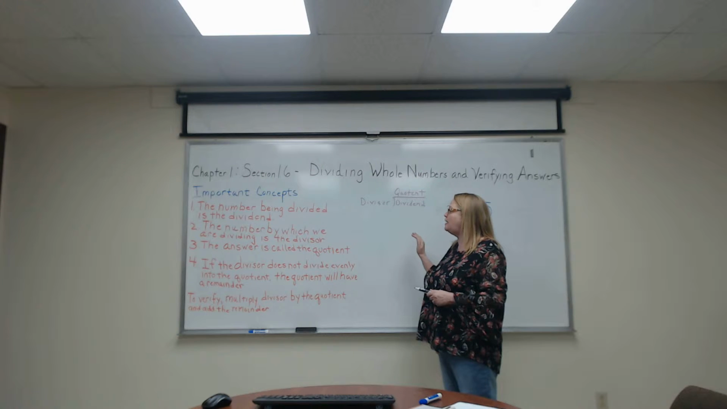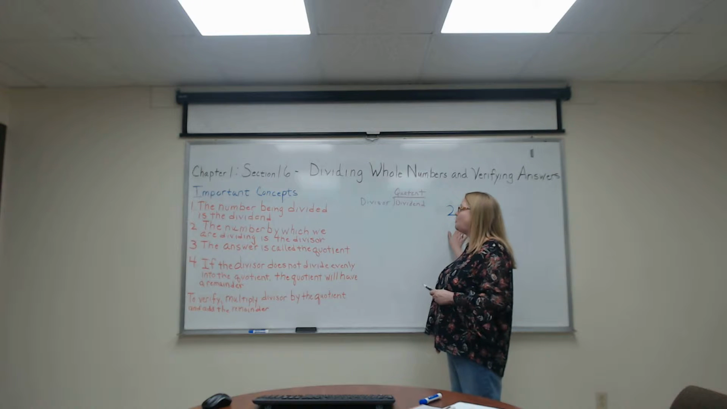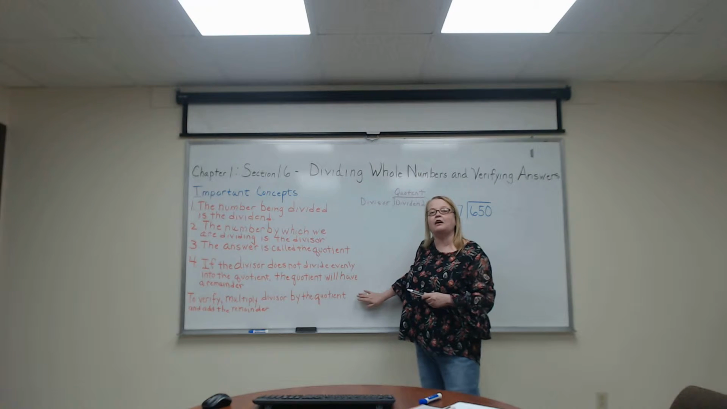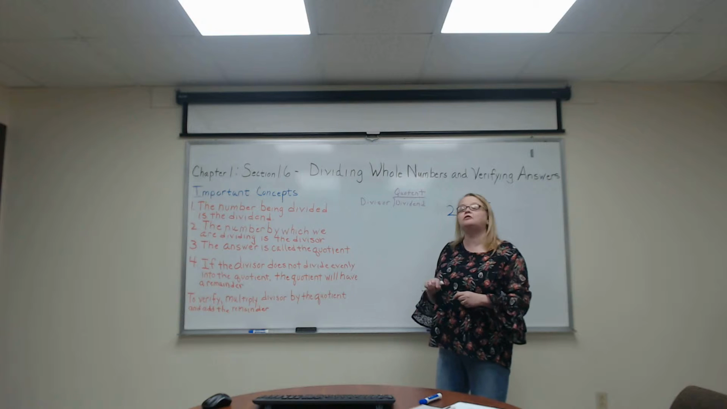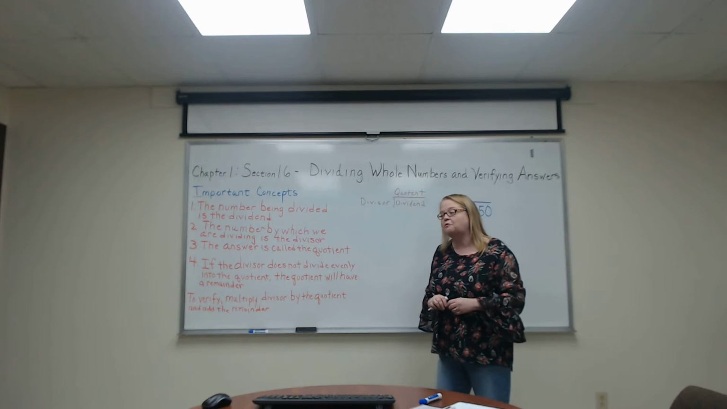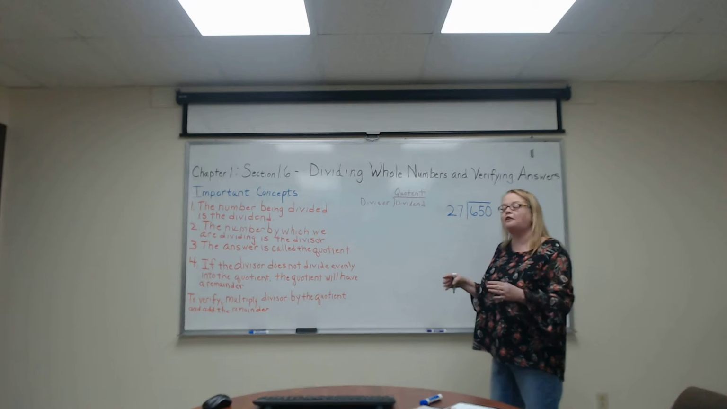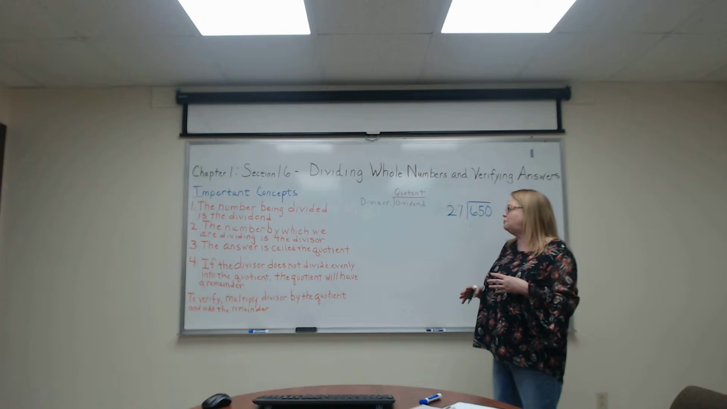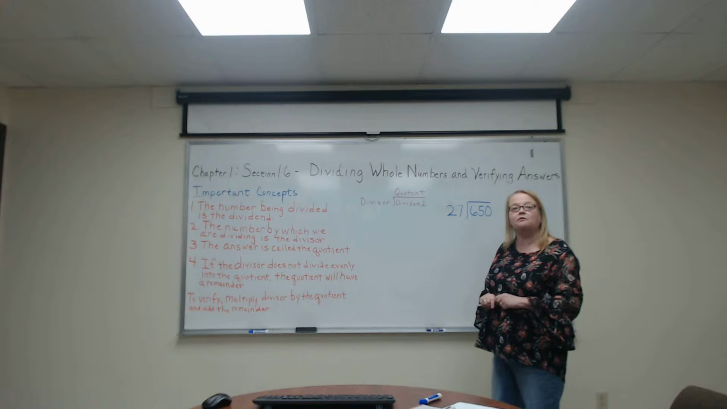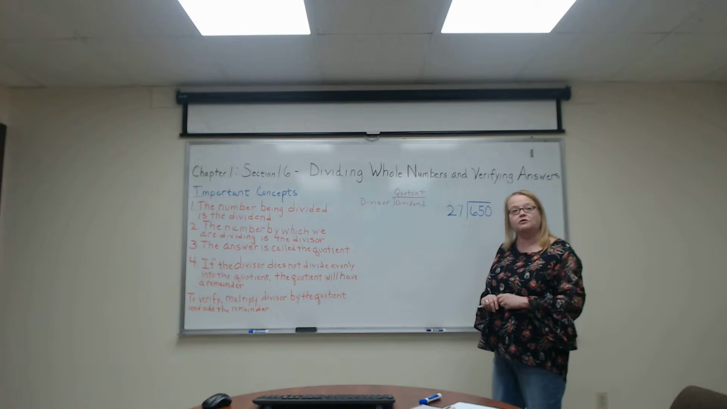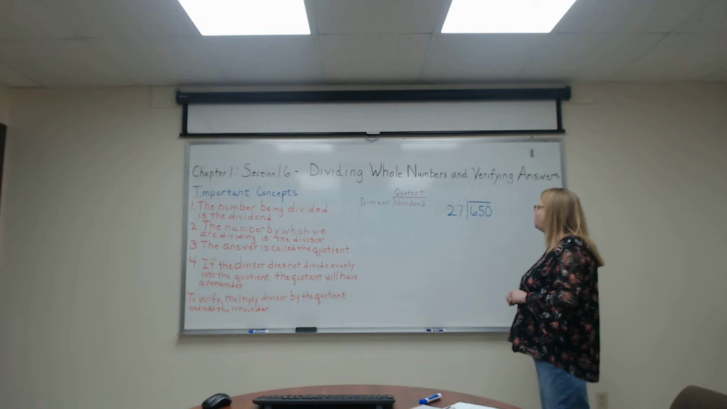So we're going to solve this particular problem, but something you need to keep in mind is that whenever you do division, if the divisor does not divide evenly, the quotient is going to have a remainder. To verify that we did our division correctly, we do the opposite of division, which is multiplication. We multiply the divisor by the quotient and then add any remainder to see if our answer is correct. So let's work through this particular problem.